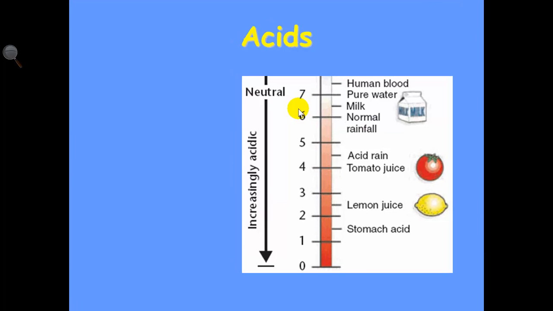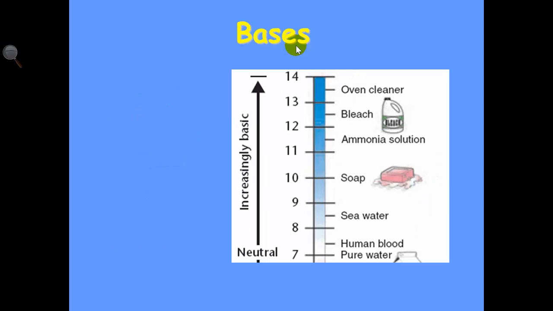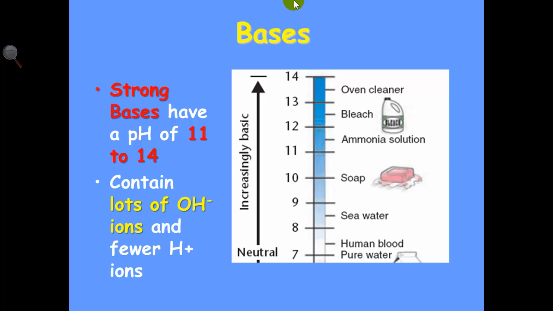All right, so here's just a couple of examples of acids on the pH scale. A strong acid has a pH between 1 through 3. That's a strong acid. They produce lots of hydrogen ions. Now, bases, remember, they're between 7 and 14. So if you're between 11 and 14, that means you are a strong base, meaning you're producing a lot of hydroxide ions and a lot less hydrogen ions.